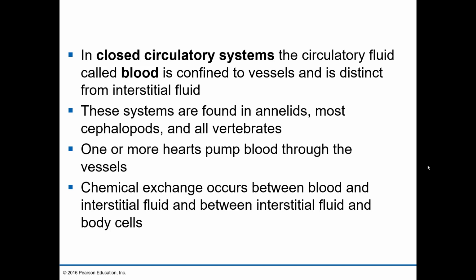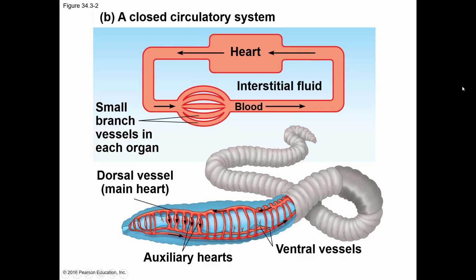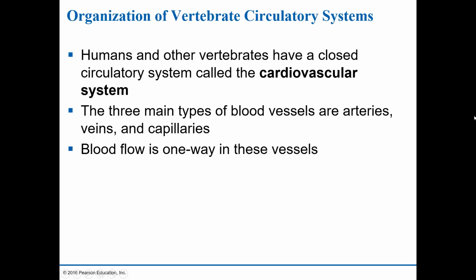So we breathe in oxygen, it goes into our lungs, our blood picks it up and takes it to the muscles, and the muscles then use it from there. So it's constantly moving around. And so with an earthworm, it's a closed circulatory system, meaning that everything, and this is a very simple closed circulatory system, is confined within vessels.